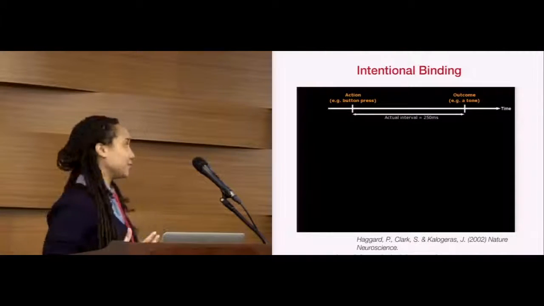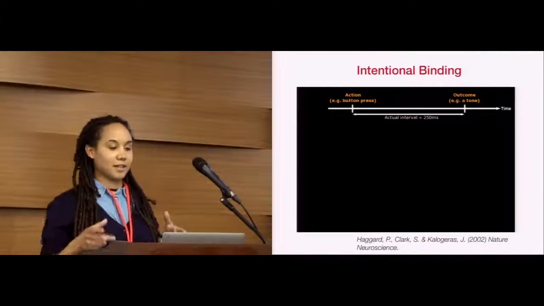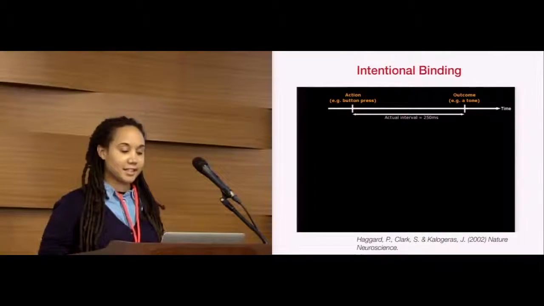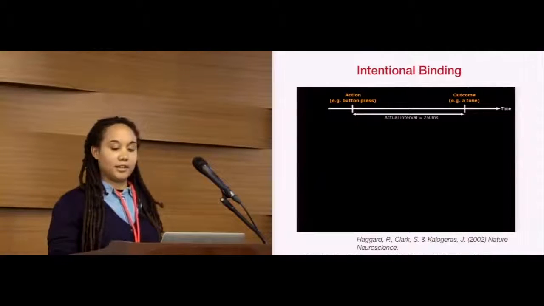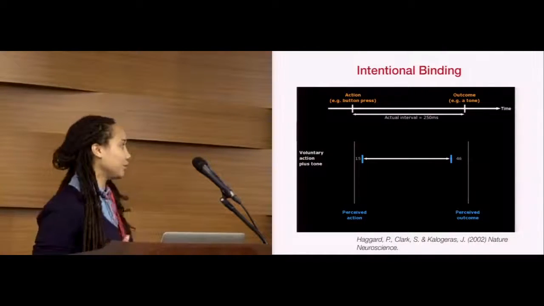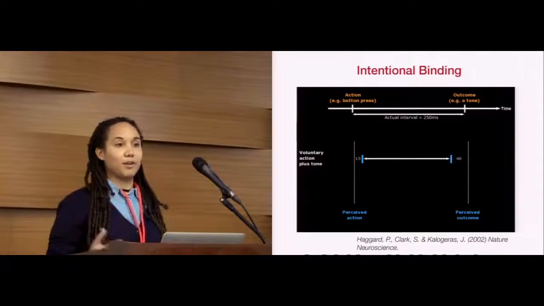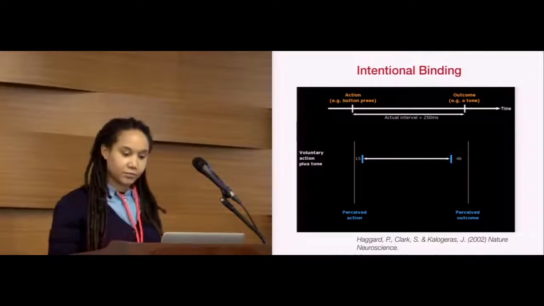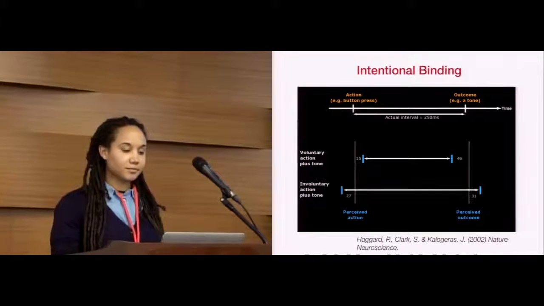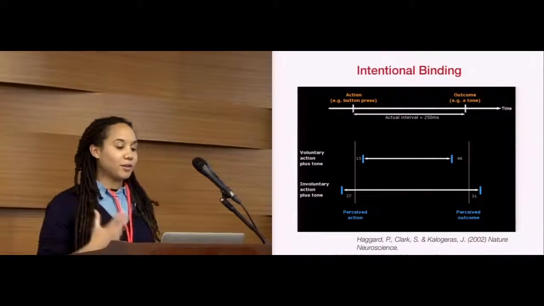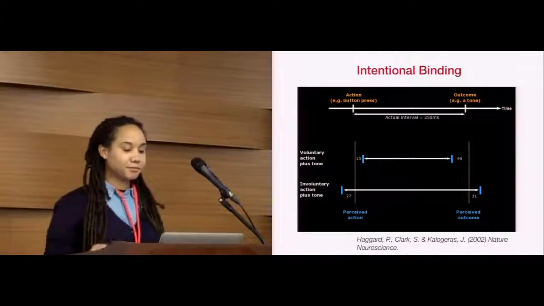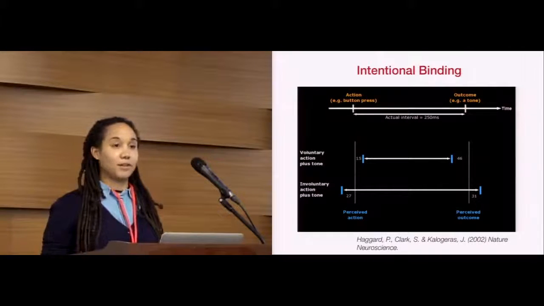To illustrate intentional binding, firstly, it was found to be the case in 2002 by Patrick Haggard and colleagues that when we make a simple button press, which causes a simple beep, the time interval between the two is perceived as shorter than it actually is. So the time of the action is shifted towards the time of the outcome, and the perceived time of the outcome is shifted towards the perceived time of the action. These are called action binding and outcome binding. And also for involuntary key presses, it was found that this action outcome time interval was perceived as longer than it actually is. This is why intentional binding is seen as a metric for voluntary action.